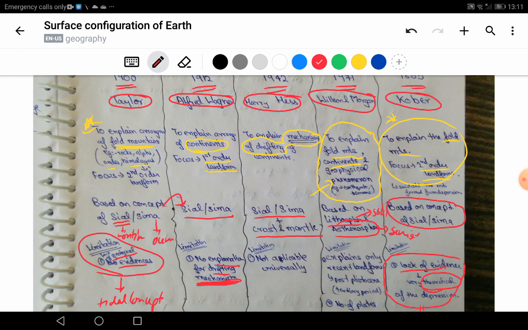Next, in sea floor spreading, the problem was that it explained the mechanism, that this shifted here, this shifted here, but the mechanism which was given by them was not universally applicable. Okay, the problem was over here.